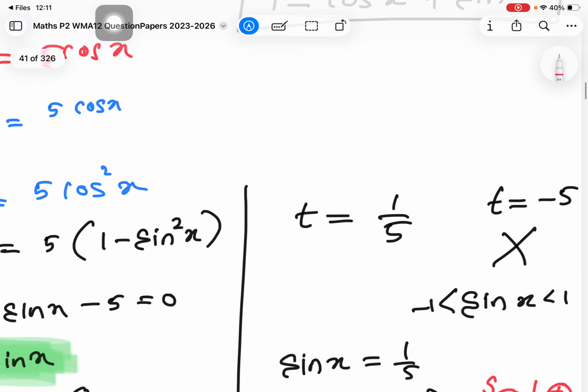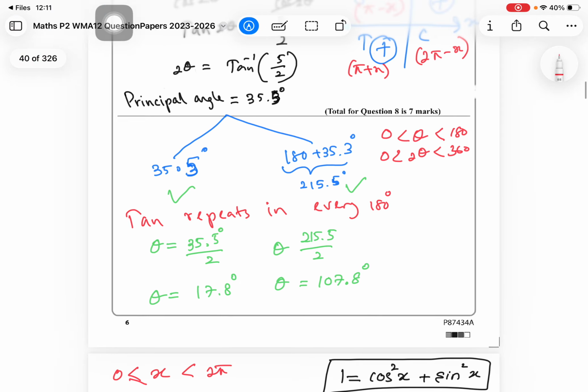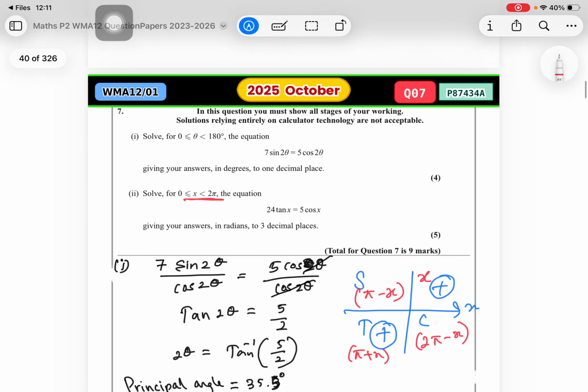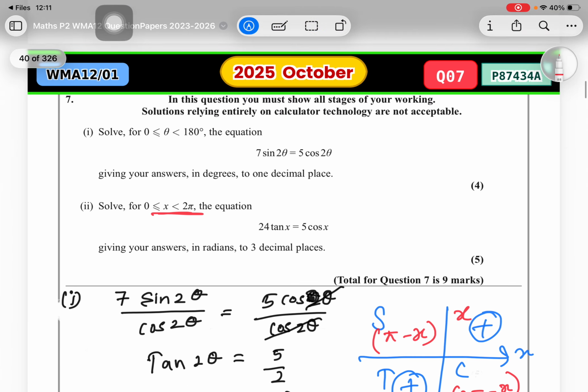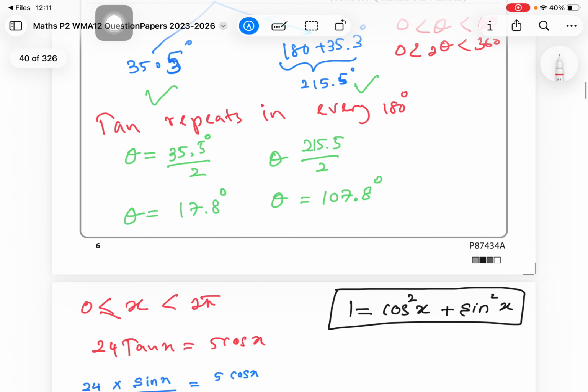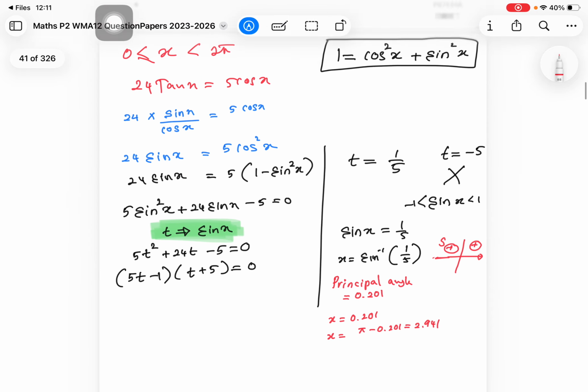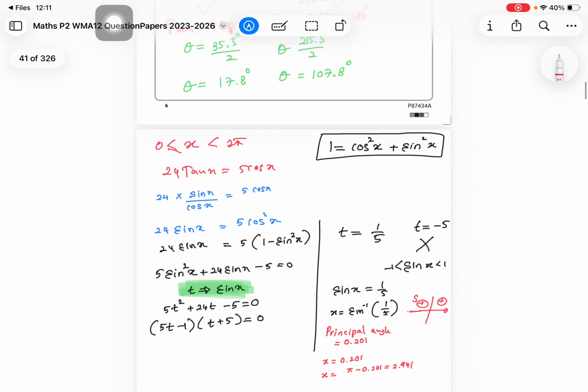Let's check whether they have given us a range. Yes, the range is between 0 and 2 pi. So yes, we got the correct answers now. Thank you.